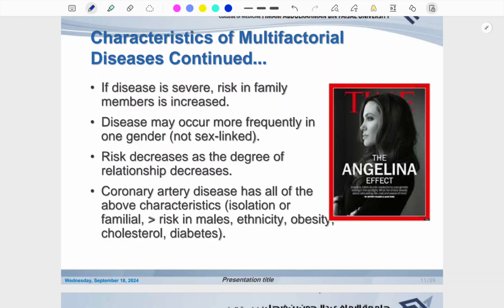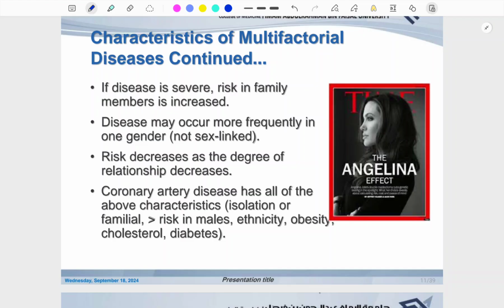Risk decreases as the degree of relationship decreases. If you have a brother or a sister, and the sister has breast cancer, you have a high tendency to get it. If you have a cousin who has breast cancer, the risk is lower, and lower again for a cousin of the cousin. As you go further away, the risk decreases. You understand?